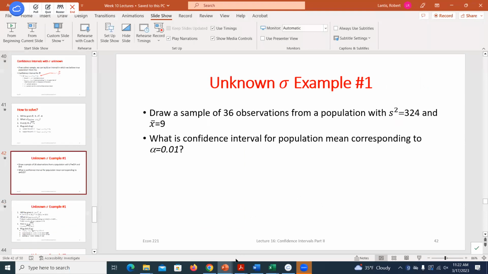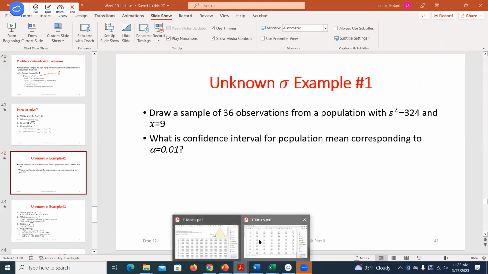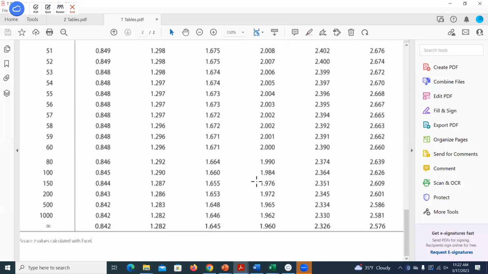The next step is I've got to look up the only other thing we said we needed, that t value. Well, what's my degrees of freedom here? We said that's simply n minus 1. So 36 minus 1 is 35. Okay, so I'm looking for the t value, or the number of standard deviations I need to go, at degrees of freedom of 35 to get 0.005 in each tail.